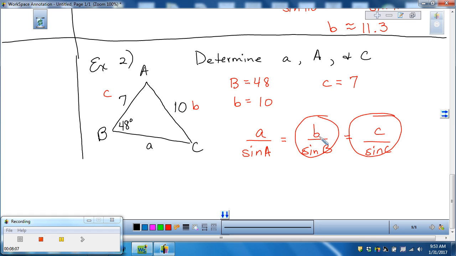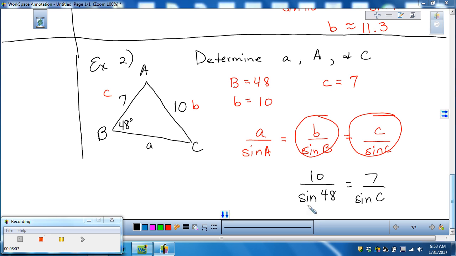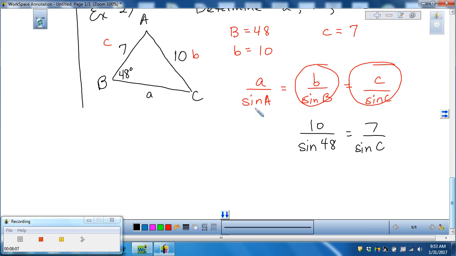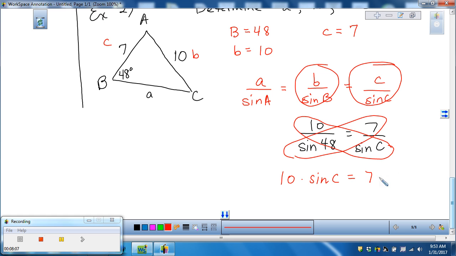So let's go plug in and see what we get. For little b, we know that it's 10 over the sine of 48 equals little c, 7 over the sine of angle C. Now in this one, I'm having to solve for an angle. We're still going to do our cross multiplying. So if we cross multiply, we get 10 times the sine of C equals 7 times the sine of 48.